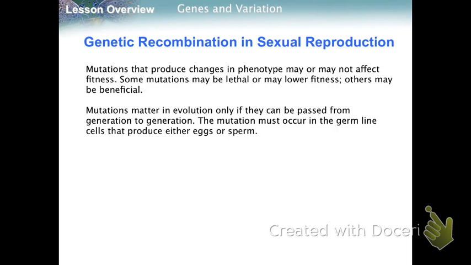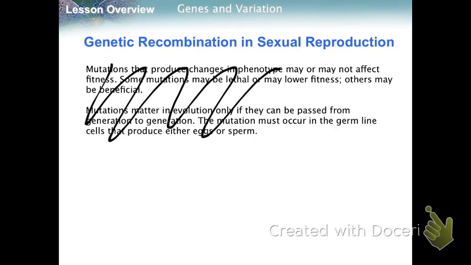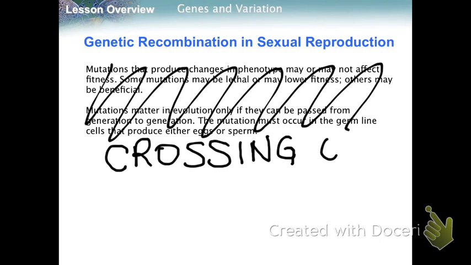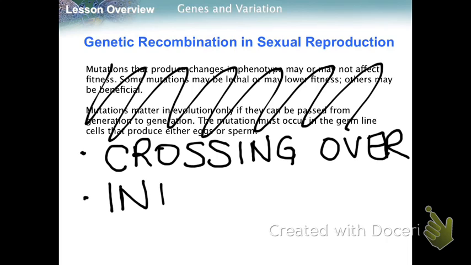Genetic recombination in sexual reproduction is another one that we want to talk about. And this is actually duplicated from the last slide. So what I'm going to do here is write in the different ways that genetic recombination can happen. We've already talked about this in the mitosis-meiosis chapters. Crossing over, where the arms of the homologous chromosomes trade places. We have independent assortment.